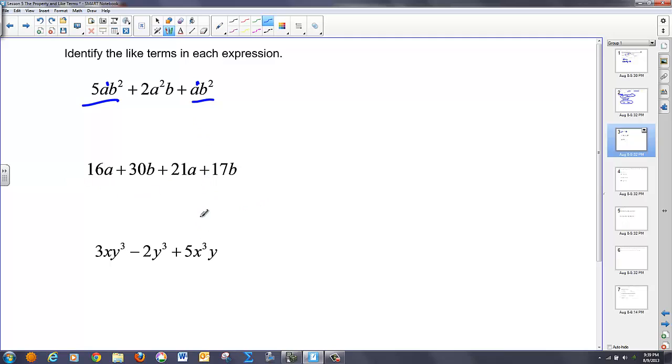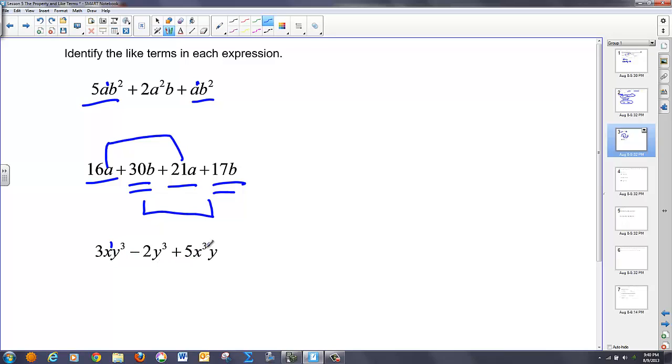In the second example, it's a little simpler. I have single variables of a and b in this case, so the a's match, and then the b's match. And those are like terms of a and like terms of b. In this last expression, I notice I have an exponent of 1 with the x and 3 of the y. This only has a matching y exponent. Now the term must have all variables matching. So this y cubed is not a like term with the xy cubed.